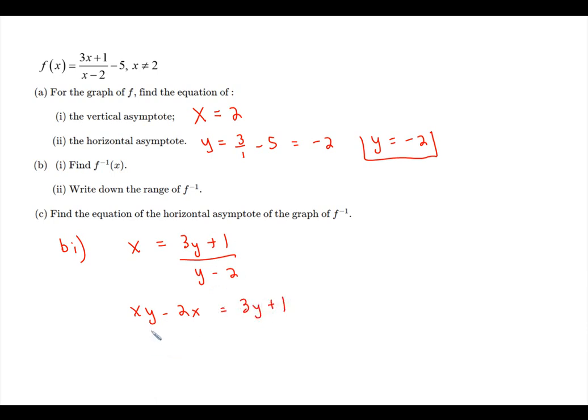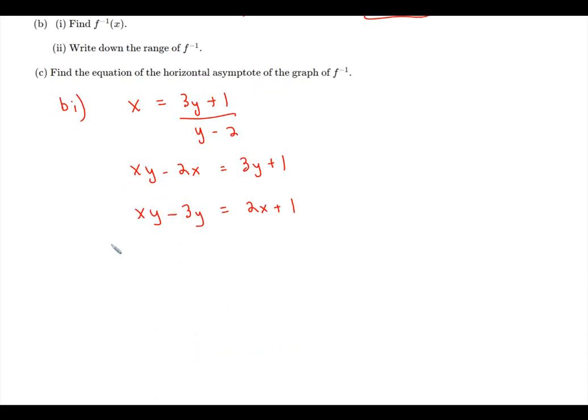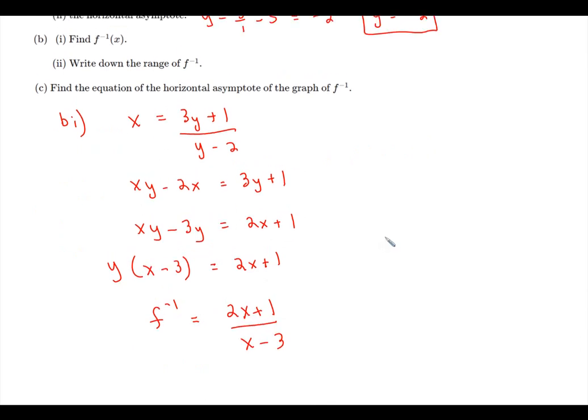All right. Now we want to get the y's on the same side. So xy minus 3y is equal to 2x plus 1. And then let's factor out the y. So we get y times x minus 3 is going to equal 2x plus 1. So once we get y by itself, you could change it to the inverse notation. It's going to equal 2x plus 1 divided by x minus 3. All right, so that'll be our inverse there.